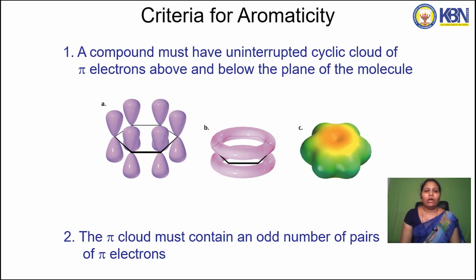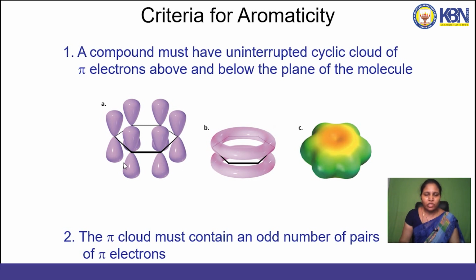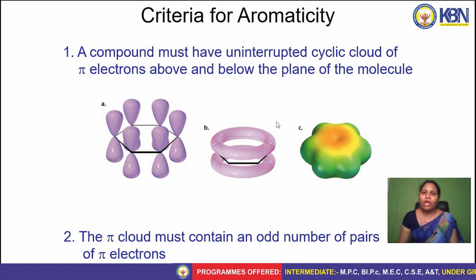Then only the cloud of electrons always rotates in the benzene ring. This is the criteria, and the figure shows the cyclic cloud of pi electrons in benzene. This is the structure of benzene. In this there are totally 1, 2, 3, 4, 5, 6 electrons, which always rotate in a cyclic manner, which forms a cloud. That is the first criteria for aromaticity.